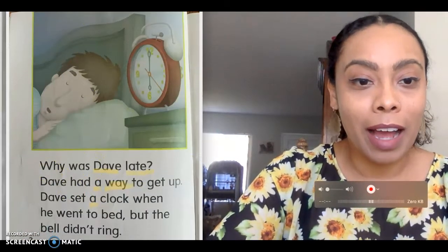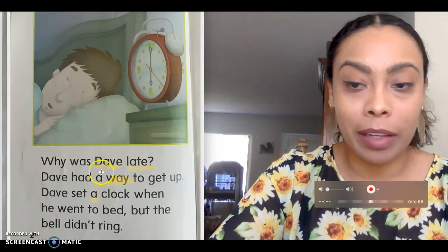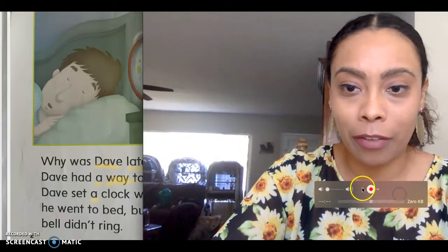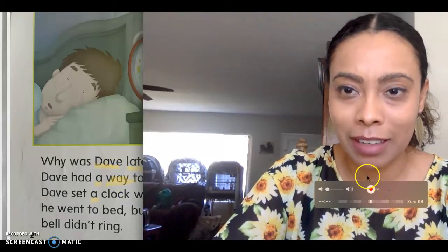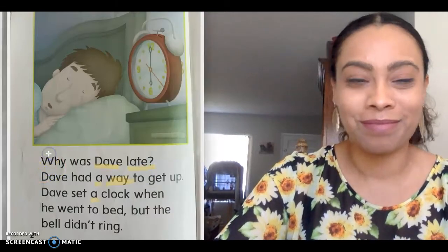And I went ahead and highlighted the words and the spelling patterns that we need to be on the lookout for. Sorry, I cannot get rid of this little thing right here. Oh, good, it went away.